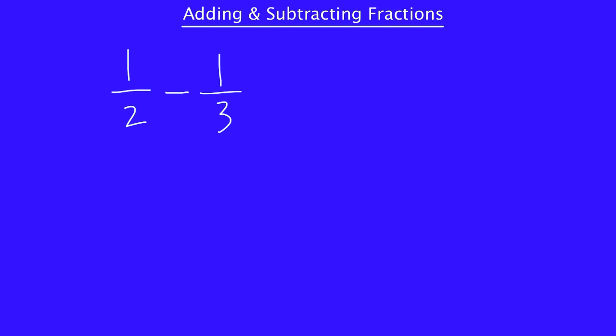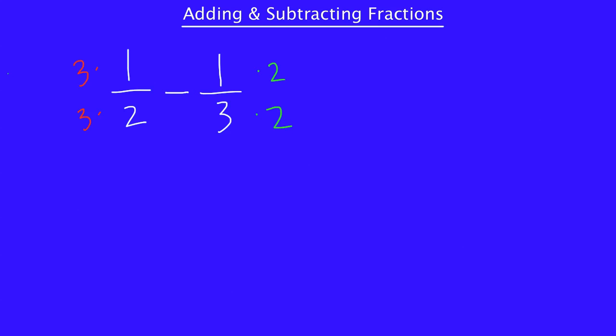We need to get a common denominator, and so we're going to multiply this fraction, the numerator and the denominator, by 3, and the fraction on the right, we're going to multiply the numerator and denominator by 2 in order to get that common denominator of 6 that we're looking for. Oops, that should be a 2.